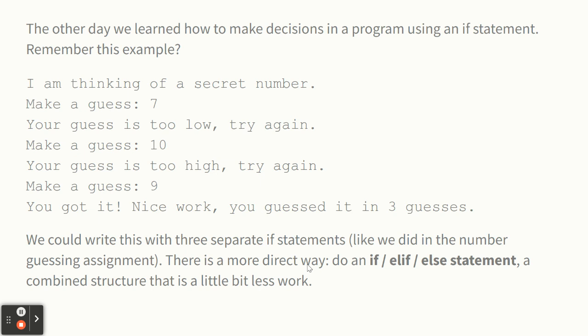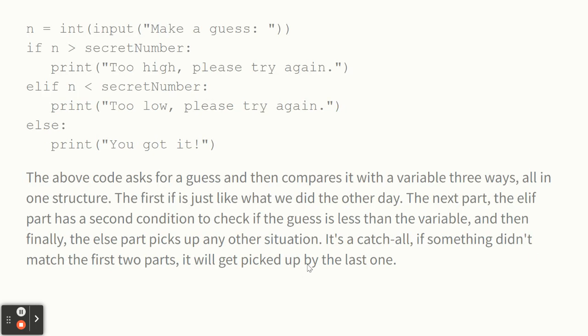But there's another way that's a little more direct. It's called an if, elif, else statement. It's a combined structure. And it looks like this. So check it out. We still have the make a guess. And we're still saying if it's bigger, then we say too high.